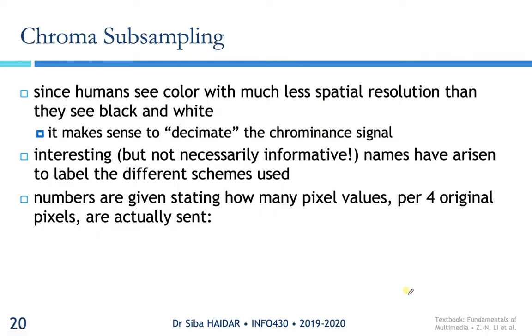The first concept we will discuss in digital video is chroma subsampling. Since humans see color with much less spatial resolution than they see black and white, and we discussed this notion in the chapter on colors, and explained why we changed from the RGB channels to color models that are more convenient to human perception, it makes sense to decimate the chrominance signal. We already studied that humans cannot perceive the chrominance channels as accurately as the luminance channel, so it makes sense to treat the sending of the two differently. Why? Because we were limited in bandwidth. We cannot send all the information that we dream of sending. We have to reduce the volume of the data that has to be transmitted.